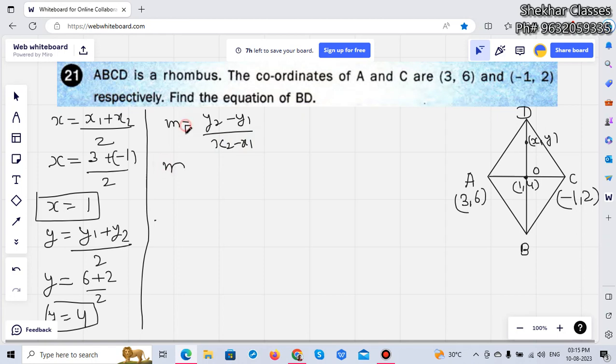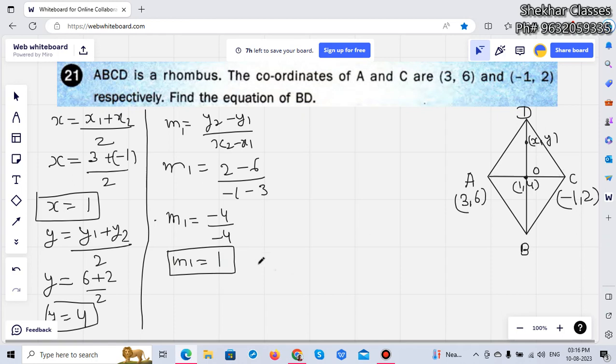So slope, say m1, for the line AC is equal to, what is y2? 2 minus 6 upon -1 minus 3. Solve that. So we get m1 is equal to -4 by -4. So m1 is equal to plus 1. Okay, now I have got the slope of this line as +1.